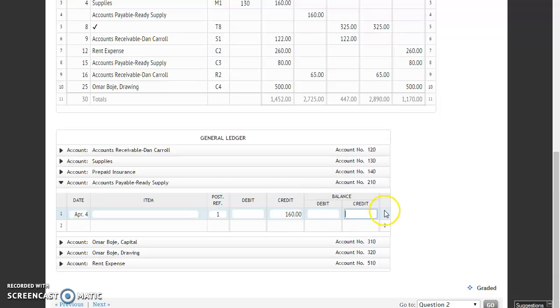We have a credit that took place. We'll add that. New balance $160, account number 210 up top.